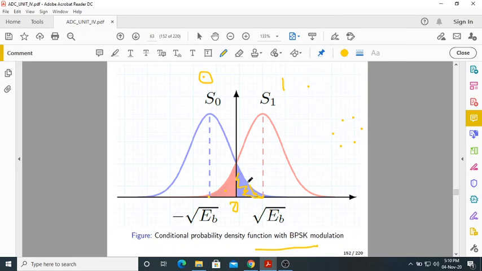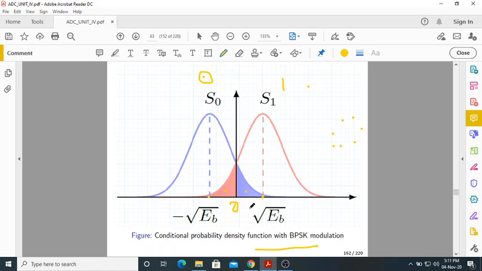This area indicates the probability that you transmitted 0, but you are decoding as 1. Similarly, this area indicates your transmitted symbol is 1, but you are decoding as 0. These PDFs are crossing the thresholds. So this PDF belongs to symbol 0, but it lies in the region that belongs to symbol 1. You decode wrongly. That's why this area.